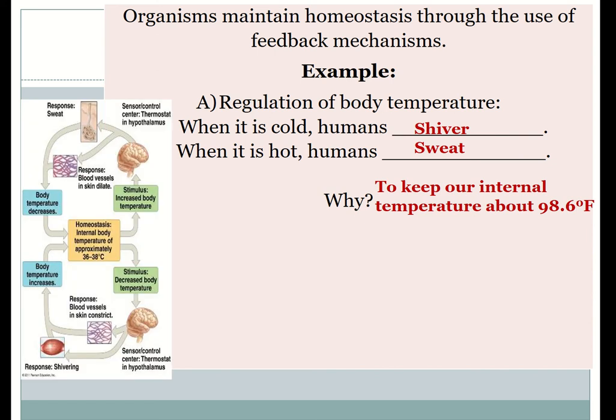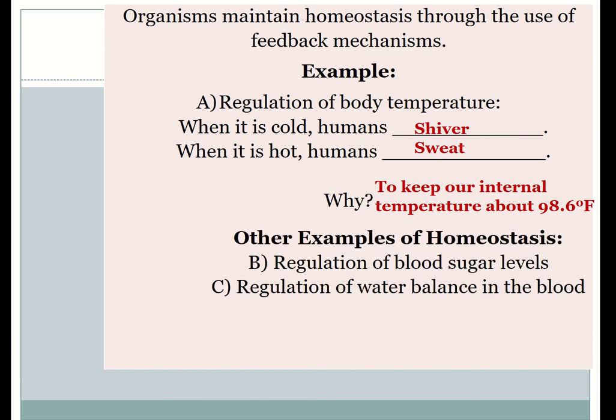Here's just a little diagram that I have to show you the loop of how our body actually keeps our temperature where it should be. So body temperature gets too hot, we do what is needed to lower it, which is sweating. Body temperature gets too cold, we start to shiver to bring it back up.